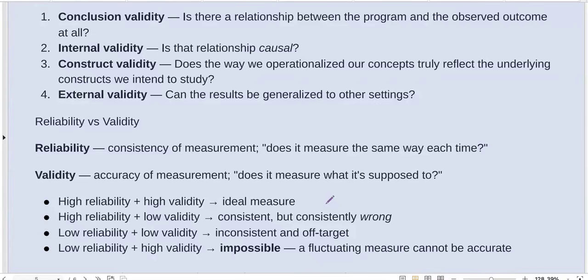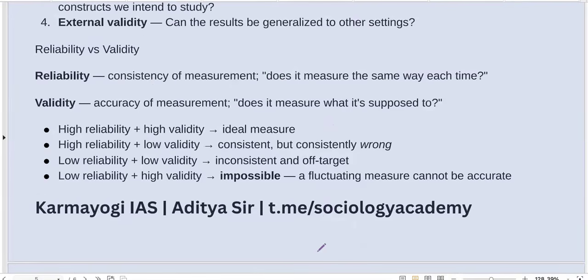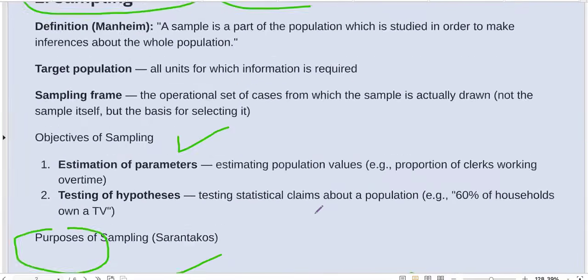So reliability is the consistency of measure: can we measure the same way each time, the same subject with the same method? Validity is how accurate our measurement is. Does it measure what it is supposed to or not? This is the basic difference between reliability and validity. So I hope you understood the concept.